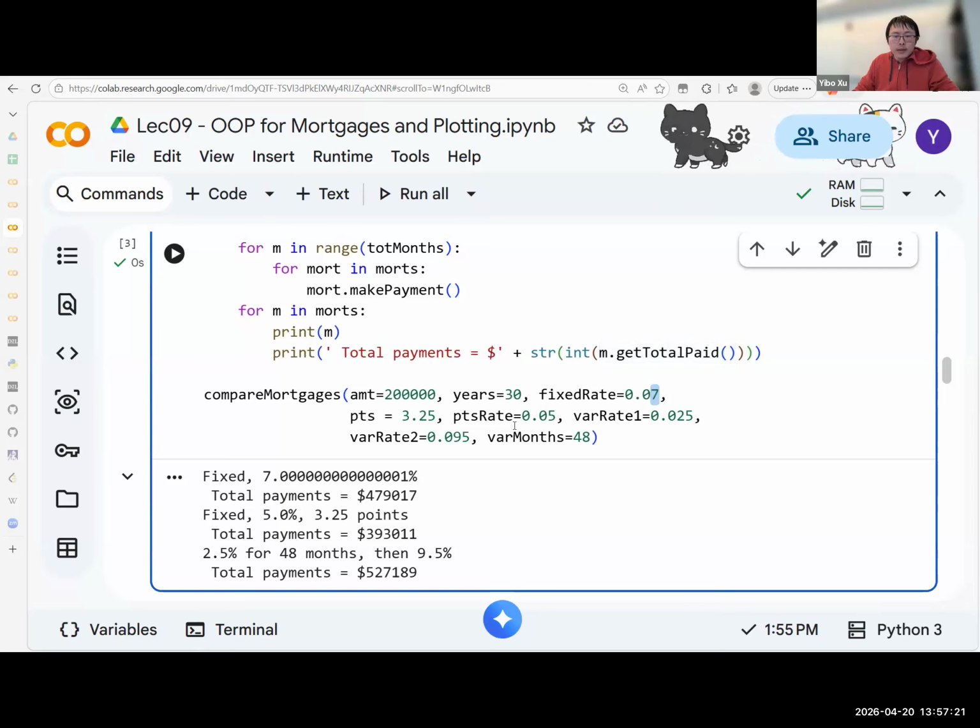Of course we can play with different rates. So let's make it an even better teaser and an even longer period. So let's make it 3.00.